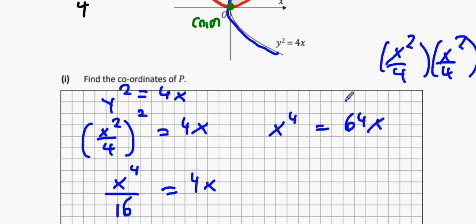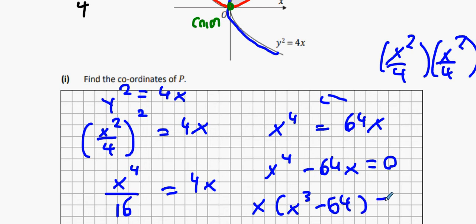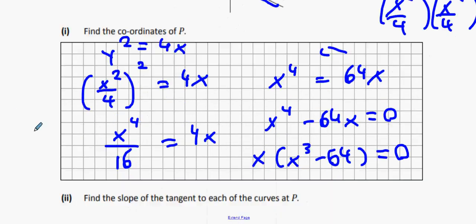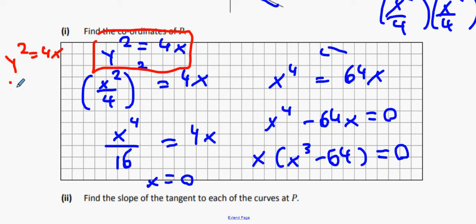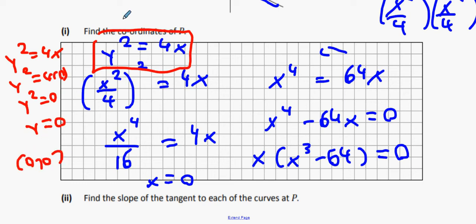Going to bring that over to the other side. We're going to get x to the 4 minus 64x equals 0. Going to factorize out x, and then I'm going to get x cubed minus 64 equals 0. Now, here's what we're going to do. The first answer, as predicted, was x equals 0. And if x equals 0, the y value, y squared equals 4x, y squared would equal 4 times 0, implies that y squared equals 0, implies that y equals 0. And that would be the point 0, 0 that we already knew.